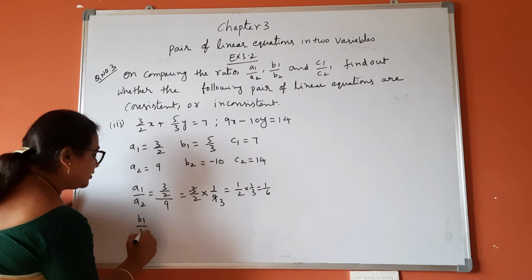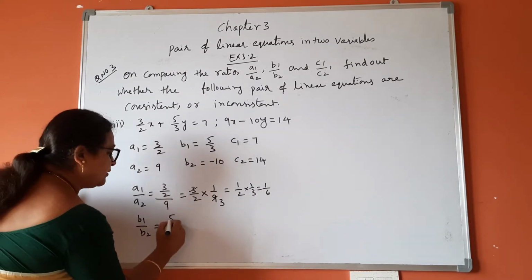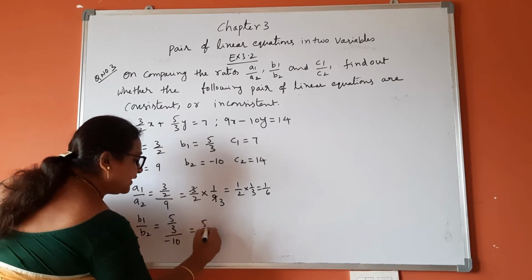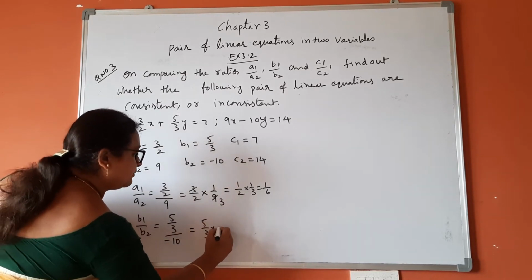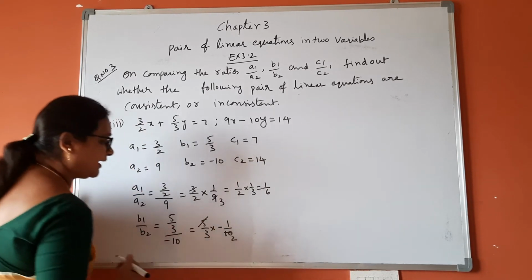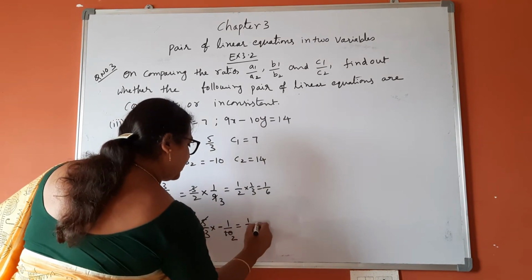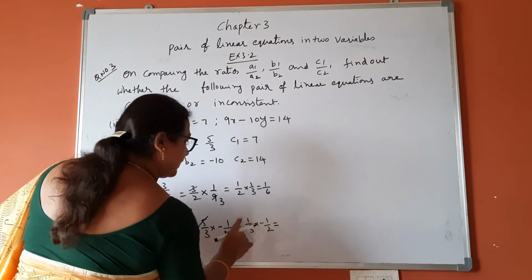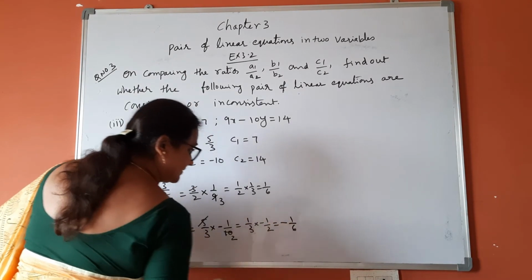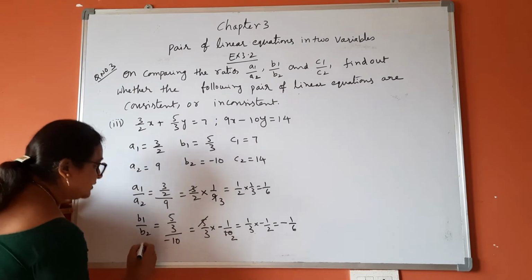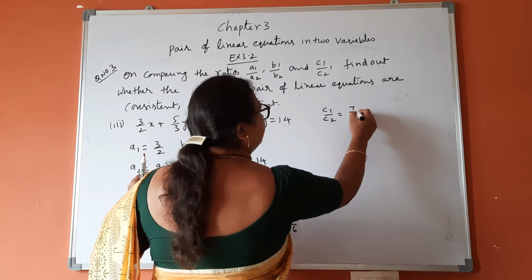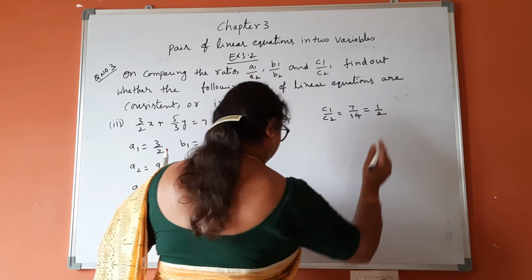Then B1 by B2 is equal to 5 by 3 by minus 10, that is 5 by 3 into minus 1 by 10. 5 in 10 it will go 2 times. So this is 1 by 3 into minus 1 by 2, plus of minus, minus 1 by 6. C1 by C2 is equal to 7 by 14, that is 1 by 2.